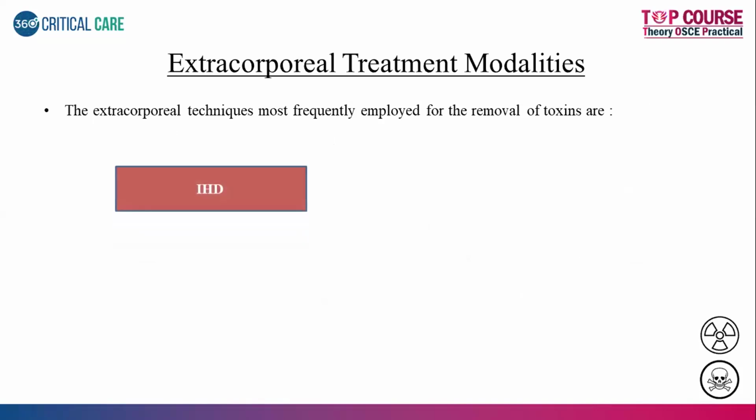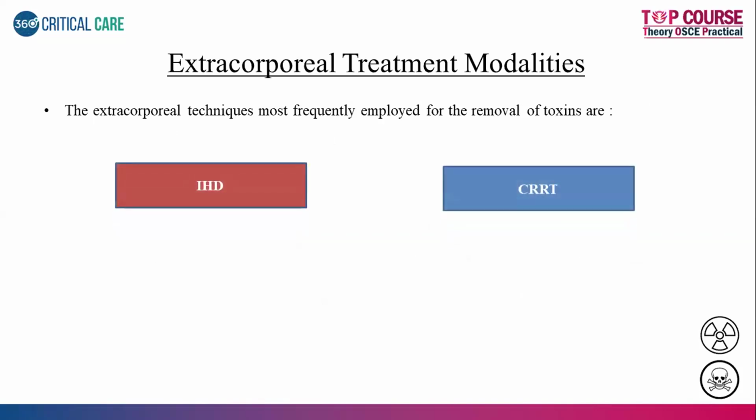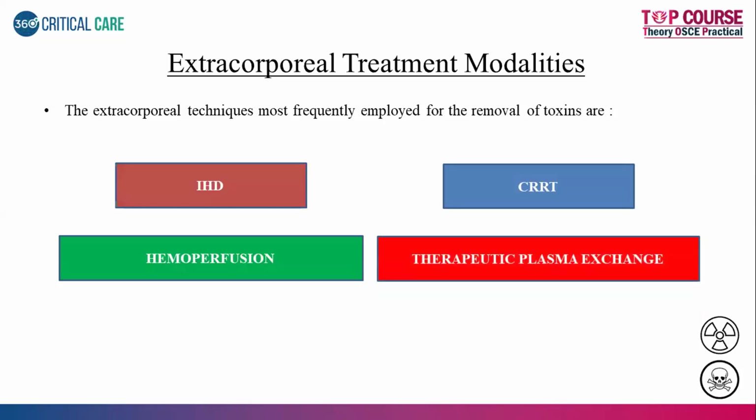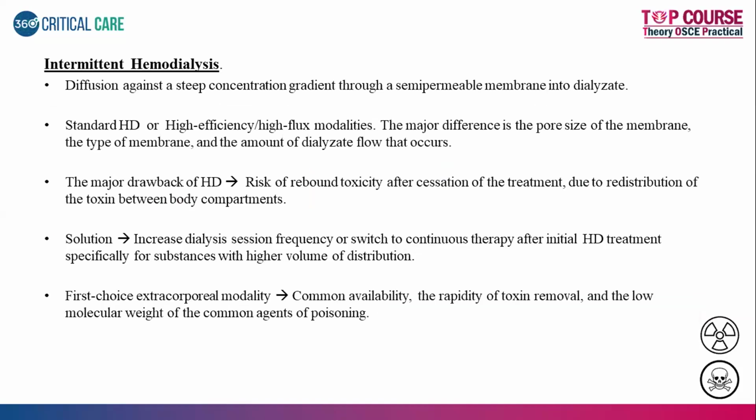Okay. Now, as I told, the modalities. One is your intermittent hemodialysis. Second is your CRRT. Third one is your hemoperfusion. Fourth one is therapeutic plasma exchange, where your immunoglobulins can be removed. Okay, so these are the four methods of extracorporeal treatment for the removal of toxins.